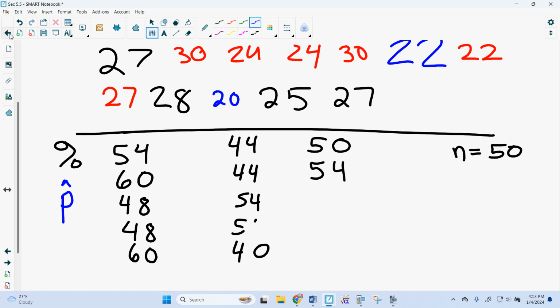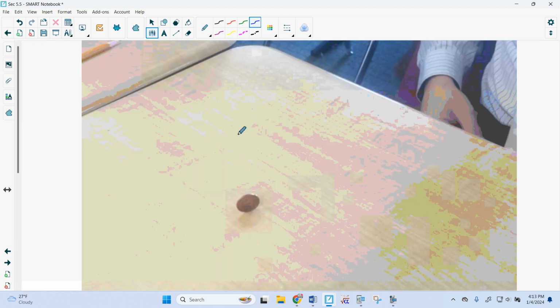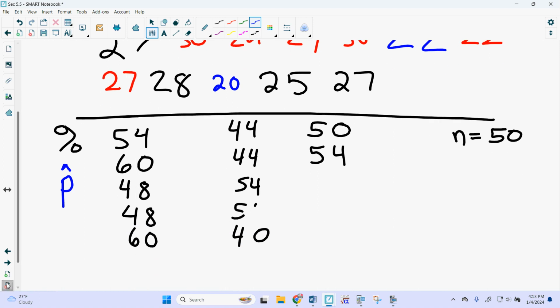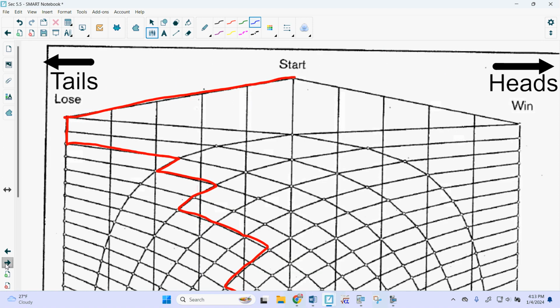I will mention one time we had this, somebody actually got their penny to stay on its side. It just spun in circles and then stayed right on the edge and didn't fall heads or tails. So that is possible. Here is one class's results.